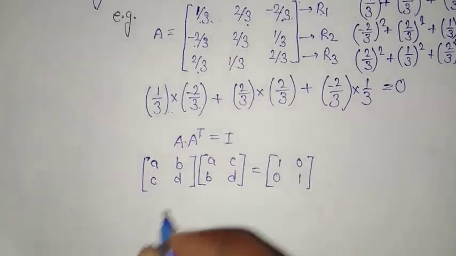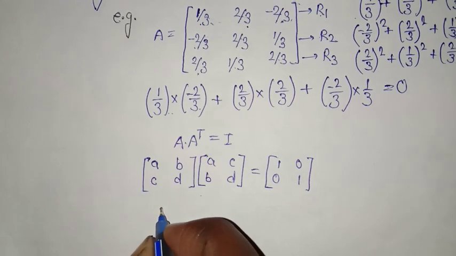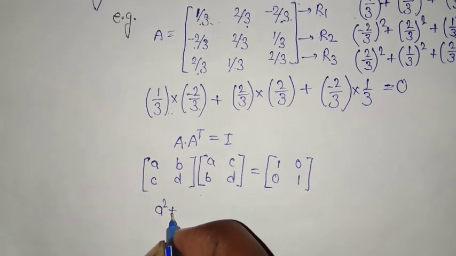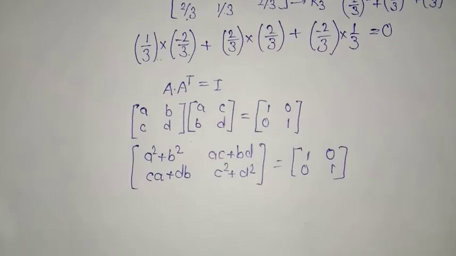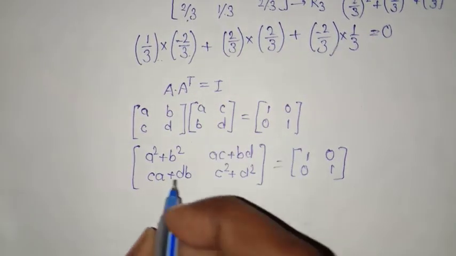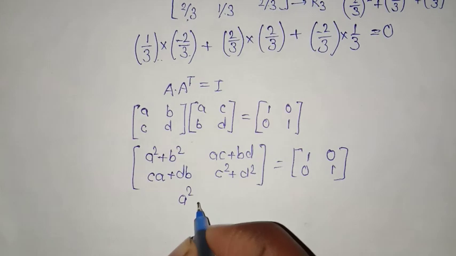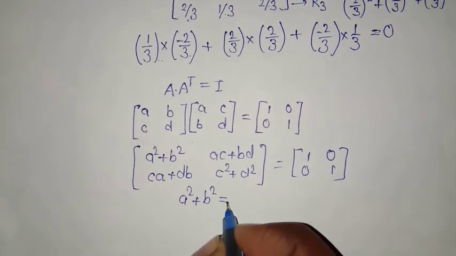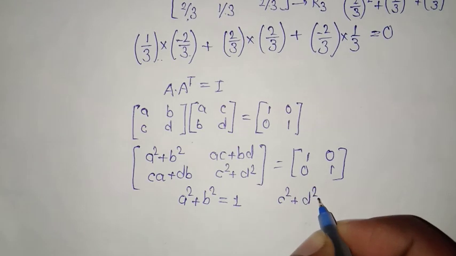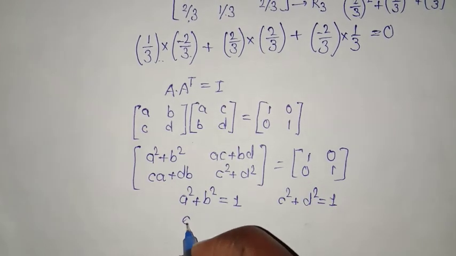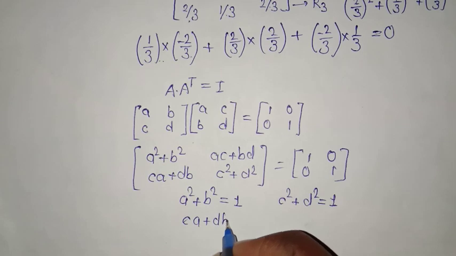So if I multiply it, I'll get A square plus B square, and so on. After the multiplication, we get this. If we compare these two matrices, we get that A square plus B square equals 1, and C square plus D square equals 1, and CA plus DB equals 0.